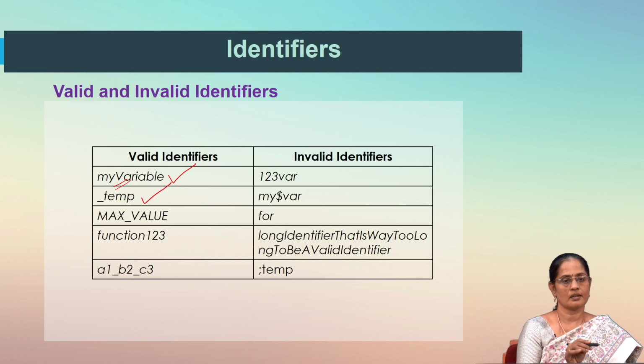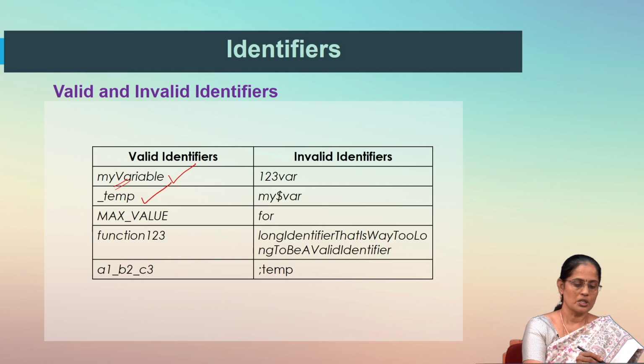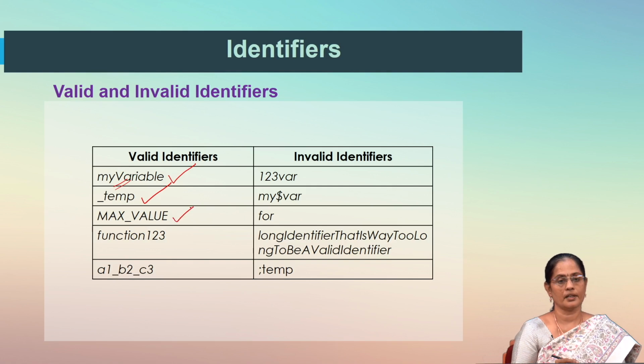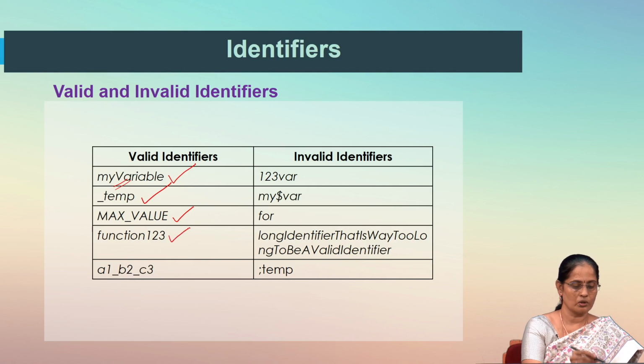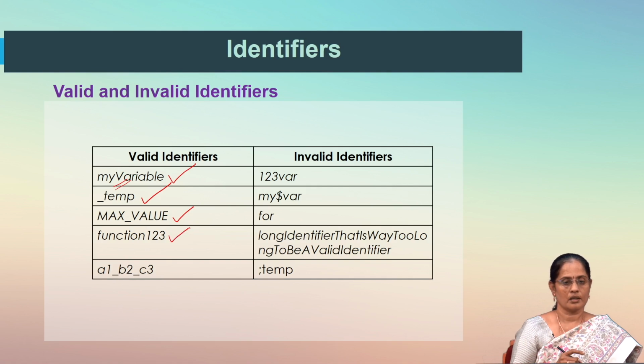Then MAX_VALUE, is it a valid identifier? Yes, it is. It is of uppercase characters and it includes only an underscore. So, this is also considered to be a valid identifier. And then function1 to 3. Function is a string of alphabetic characters, and then it is followed by digits. Yes, this is also a valid identifier. Then A1_B2_C3.